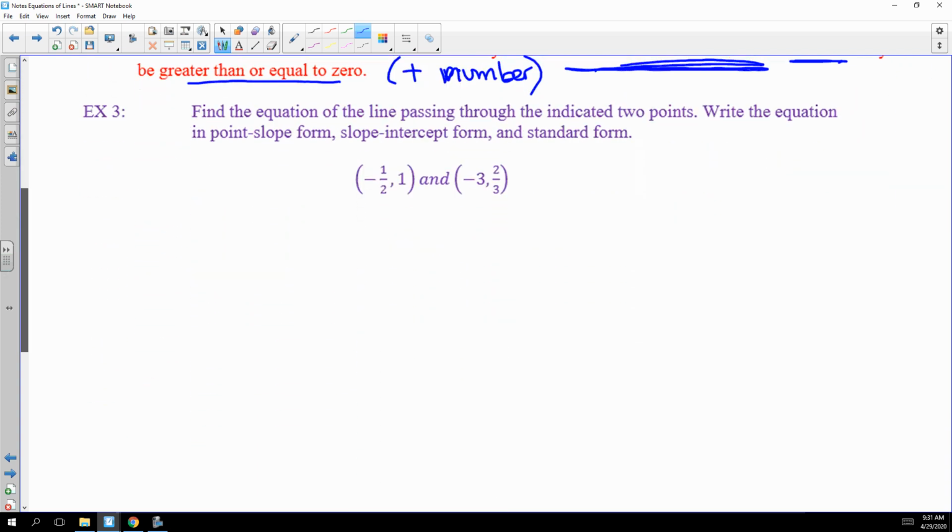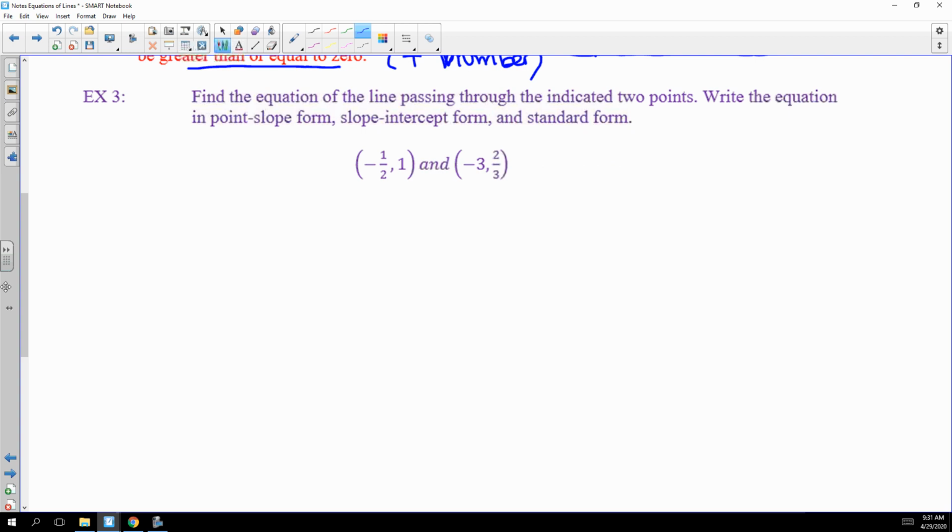But here we go. We're going to find the equation of a line passing through these indicated points. We're going to write it in point-slope form. Then we're going to write it in slope-intercept form. And lastly, we'll put it in standard form. So let's number these. We'll call point-slope form A. And then B, we're going to put this in slope-intercept form. And then lastly, we're going to put it in standard form.